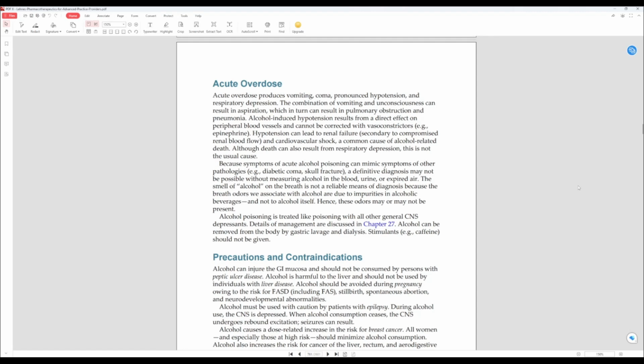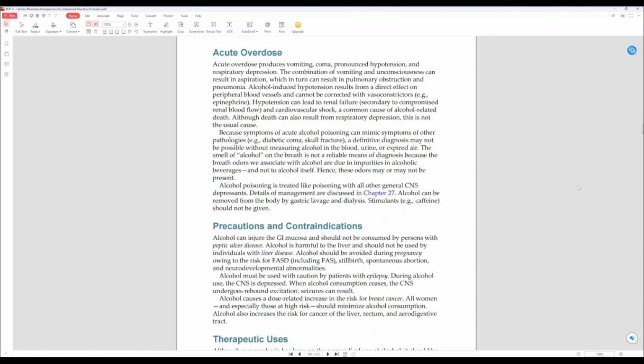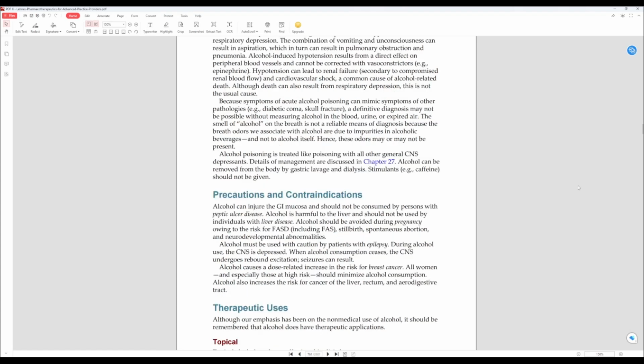Alcohol poisoning is treated like poisoning with any other general CNS depressant. The details of management will be discussed in Chapter 27. Alcohol can be removed from the body via gastric lavage and dialysis. Your stimulants, your caffeine, should not be given.